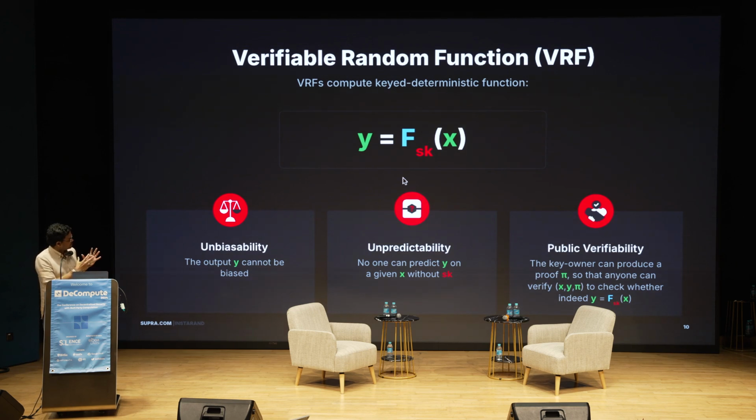Now this primitive of VRF satisfies the three properties that we need for on-chain randomness. Firstly, we need unbiasability, that is, the output y cannot be biased, so that is guaranteed. Secondly, the VRF security is similar to the PRF security, that is, if SK, the secret key, remains hidden, no one can predict what the output y will be on any given input x. And thirdly, we get public verifiability, where the key owner can produce a proof pi, by verifying which you can be ensured that y is indeed the computation on x using SK. So anyone can publicly verify on the blockchain.